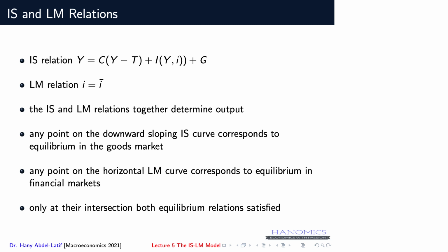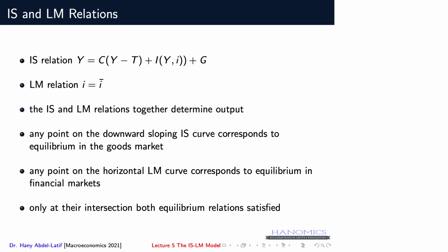our LM curve is horizontal because central banks choose the interest rate, so it's given by the central bank. That's why you see i equal to i bar, some level of the interest rate given by the central bank. The central bank can increase or decrease it for any level of Y, and that's what they choose first. Then, based on that, they adjust the money supply to achieve that level of interest rate.